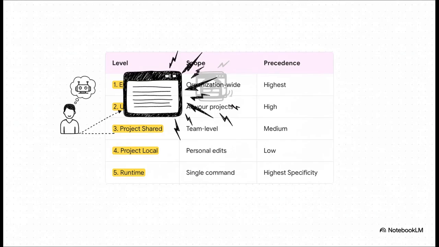Now, here's why this matters. Look all the way at the bottom of the list. That's us. Our command, the runtime level, has the highest specificity. What that means is, for this one specific task, our agent's rules temporarily override most of the other settings. It ensures our agent behaves exactly like we told it to.